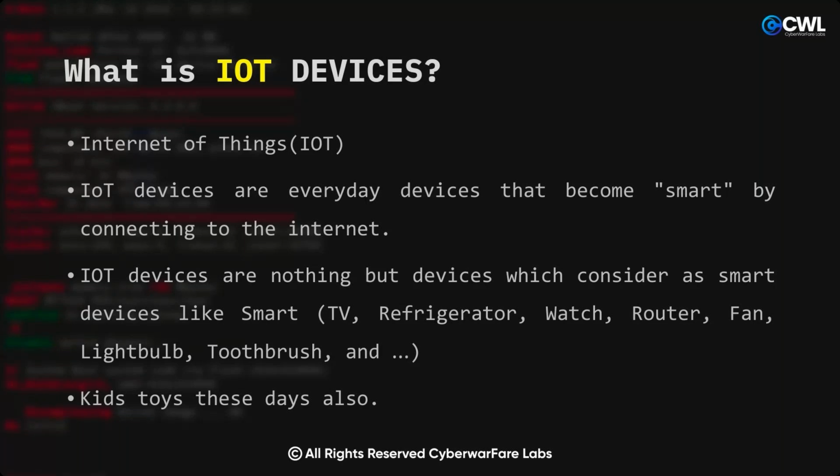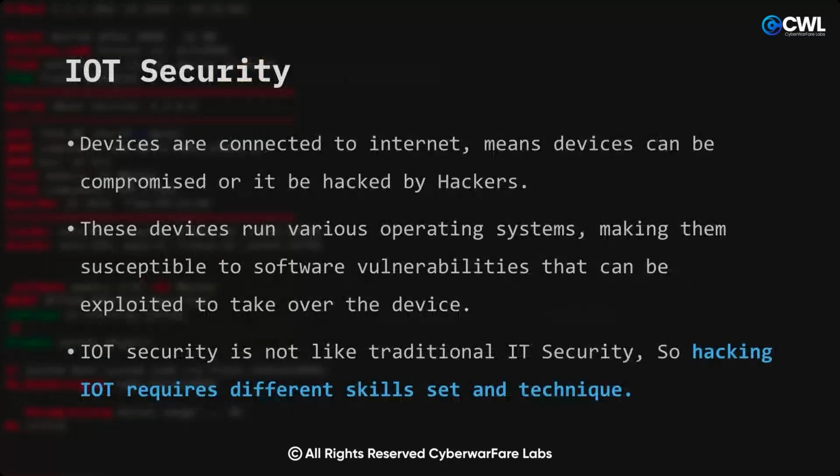Okay. So why IoT security? As we know, everything which is connected to the internet is vulnerable. Devices connected to the internet can be compromised or hacked by a hacker. And these devices run various operating systems, which makes them susceptible to software vulnerabilities that can be exploited to take over the device. So it doesn't matter if you are on the same connection or a different one. Yes, someone can compromise your Wi-Fi router or Wi-Fi camera, even your fridge, refrigerator, oven, anything.